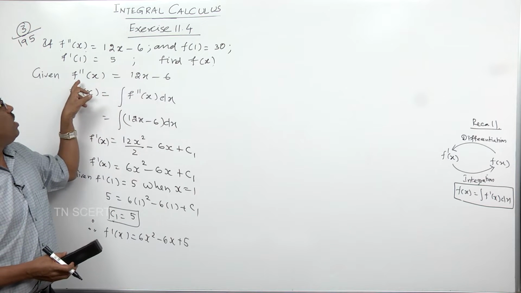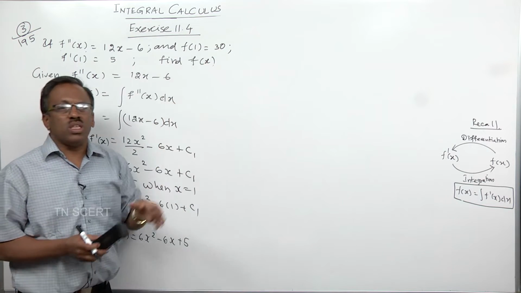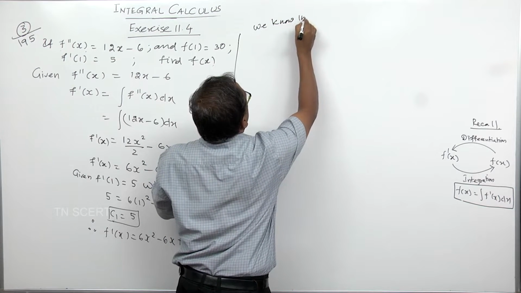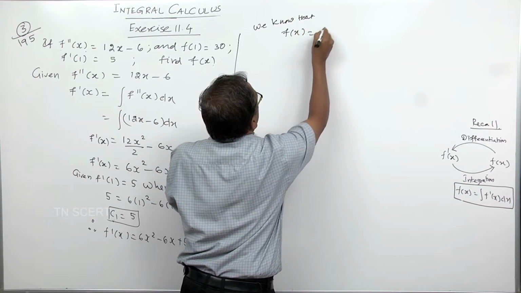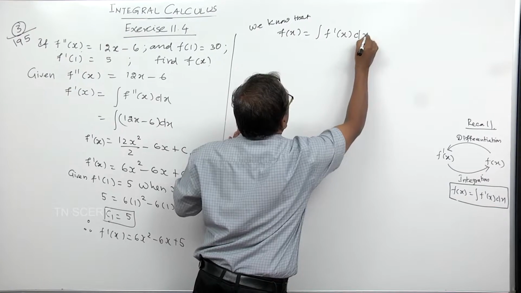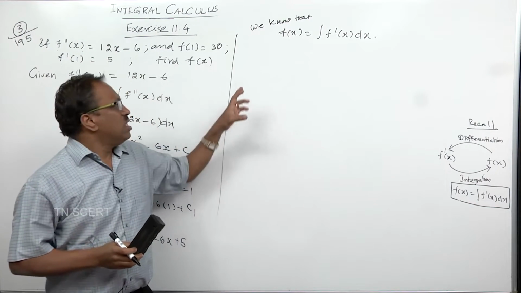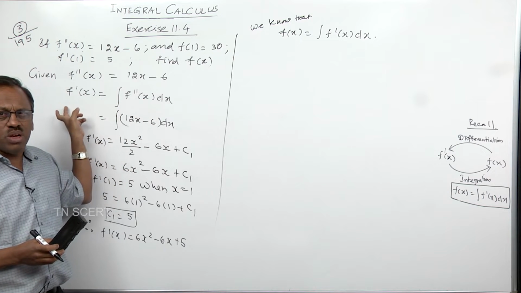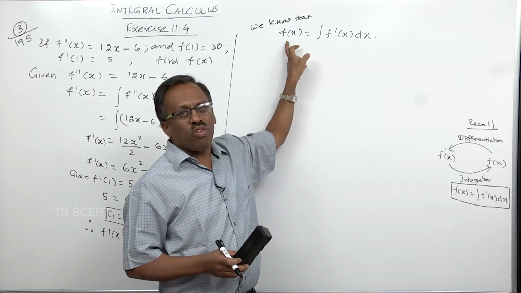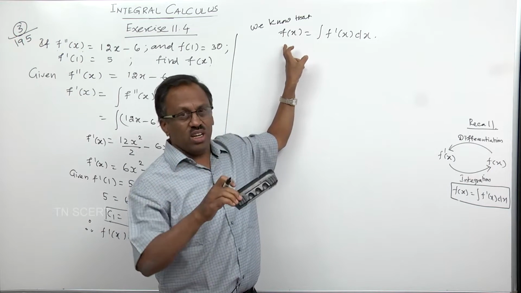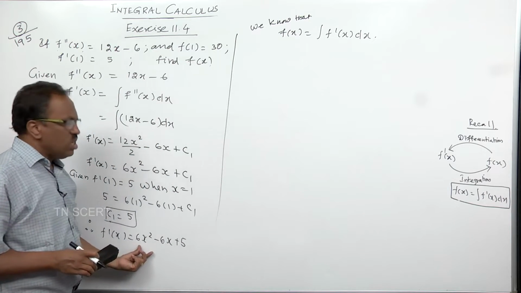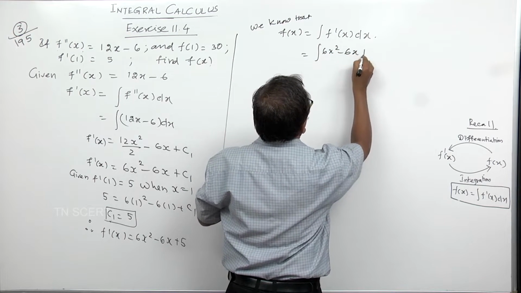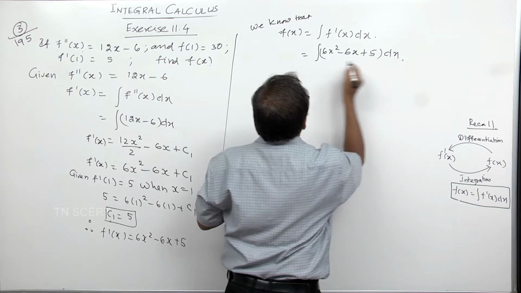Now, what do we want to calculate? We want to calculate f of x here. What is f of x? Remember that once again we know that f of x is equal to integral of f dash of x dx. The integration of f double dash of x becomes f dash of x, and the integration of f dash of x dx will become f of x, what we want to find. So, we have the value of f dash of x, just mere substitution. So, integral of 6x square minus 6x plus 5 dx, that is f of x.